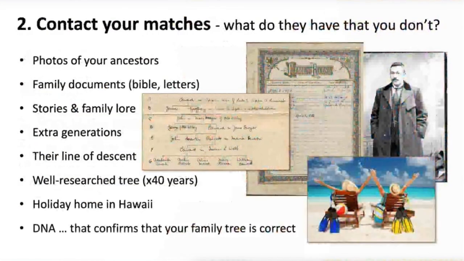And the reason why you contact your matches is because oftentimes they will have something that you don't. And this may be photos of your ancestors, family documents, Bibles, letters in the attic, stories and family lore, like we're related to the Morgans of Tredegar, extra generations in their family tree that you don't have in theirs, and of course you'll also have their line of descent, and you'll be able to see where they fit in.